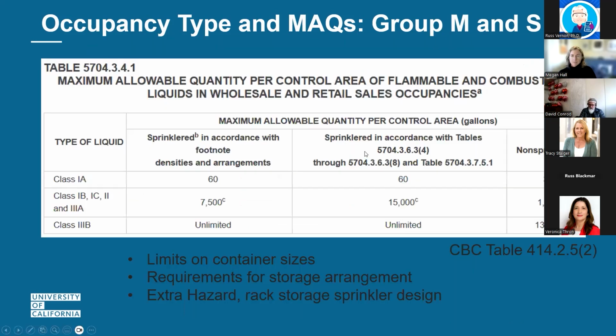Similarly, for flammable and combustible liquids in M and S occupancy, we've got class 1 liquids in this group with a much higher MAQ, even in a non-sprinklered building. But keep in mind, if you're going to be using this group M and S, and a lot of the new dorm buildings will have the first floor be retail space, maybe a little market, you could potentially have a lot.